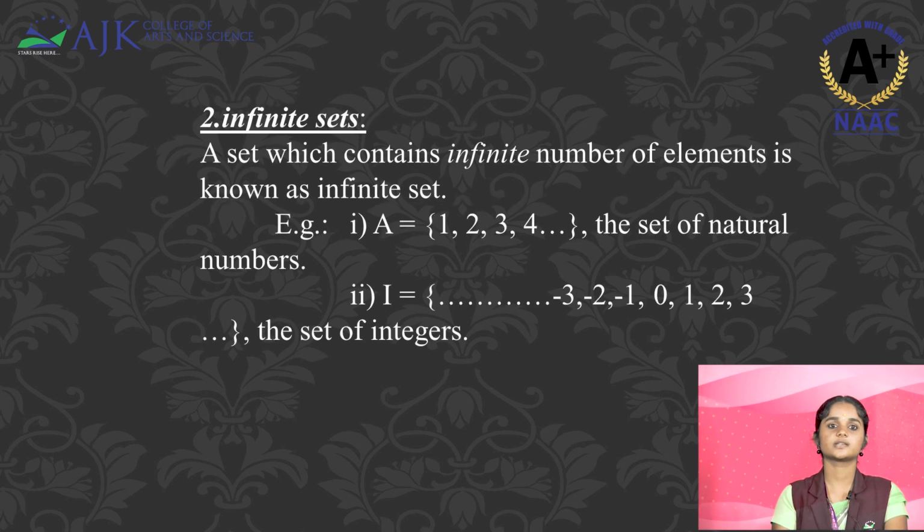So the next type is the infinite set. A set which contains an infinite number of elements is known as an infinite set. For example, we are considering a set A equal to {1, 2, 3, 4, etc.}, the set of all natural numbers. Next, we are considering the integers. Integers means all negative numbers and positive numbers, and 0 will also be included.